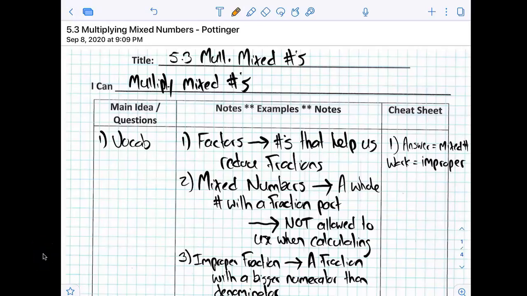Good morning. Today we're doing 5.3, multiplying mixed numbers, and the I can statement is: I can multiply mixed numbers. All right, we've got lots of words.